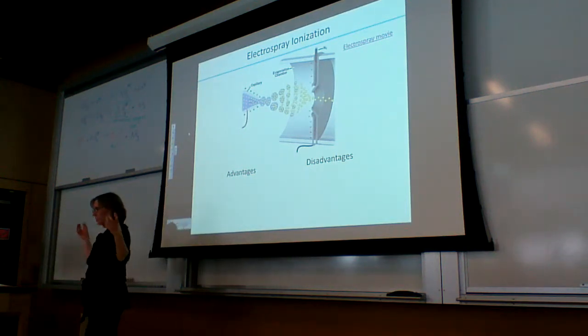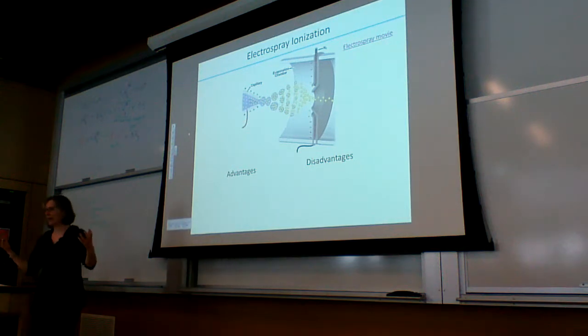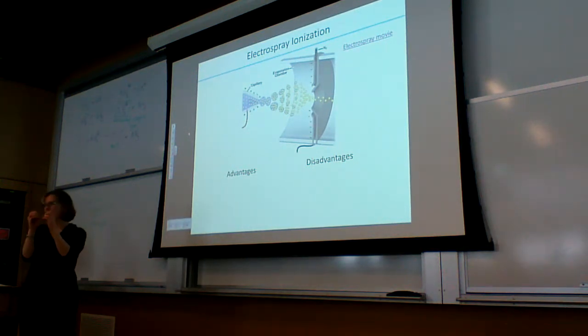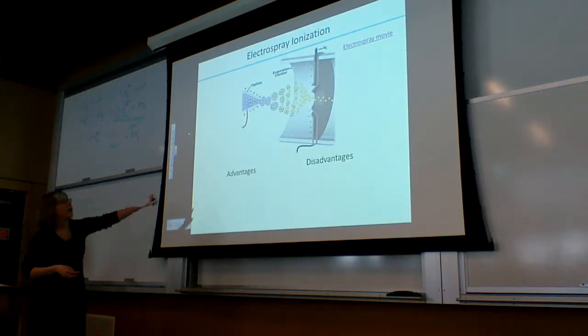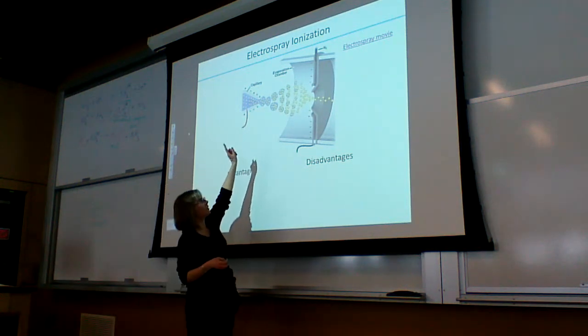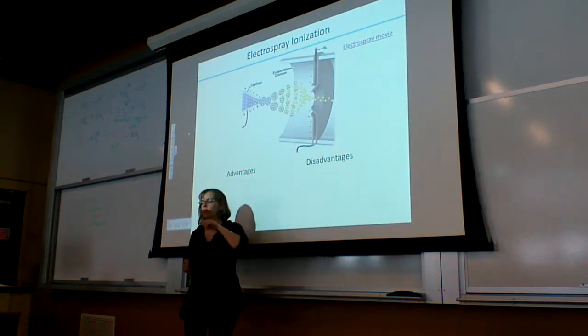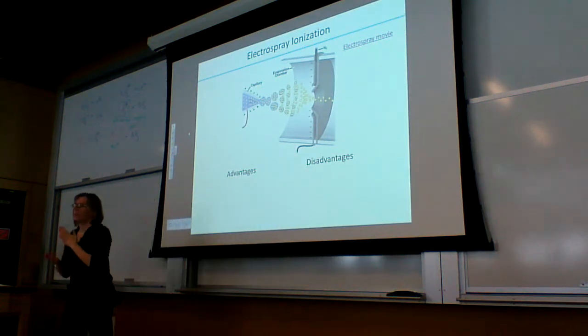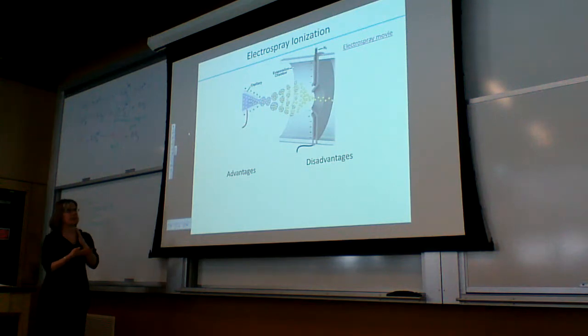Remember that charges are going to repel each other, so if you have two molecules that are charged in a really little tiny droplet, the droplet's going to try and break apart rather than keep those as the water evaporates. Once all of the solvent has evaporated, they're going to be put onto the mass spectrometer to be detected.